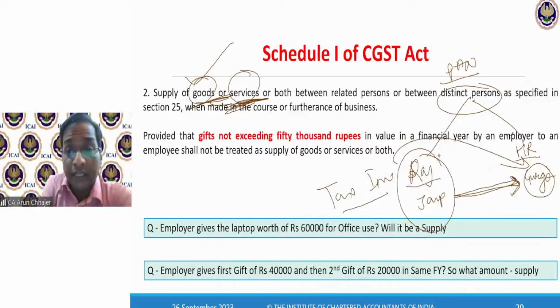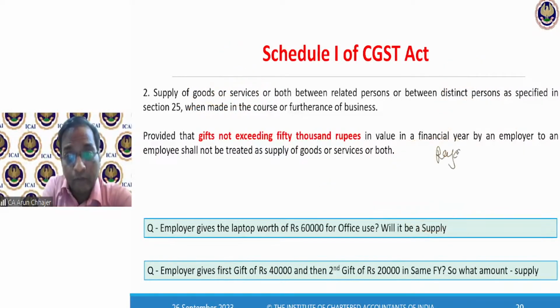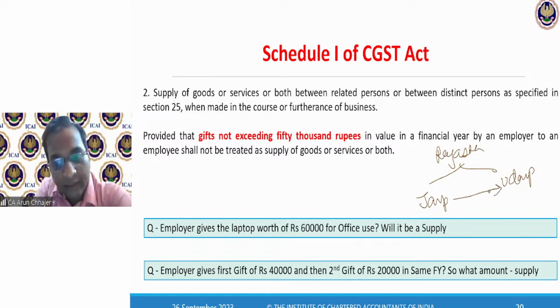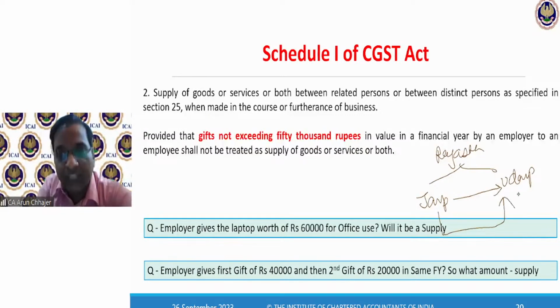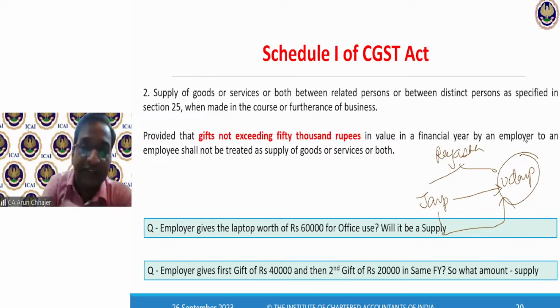Another example, suppose in Rajasthan they have two GST numbers, one for Jaipur and one for, let's say, Udaipur. If they transfer the stock from Jaipur to Udaipur, it is taxable. The GST invoice will be raised by Jaipur on Udaipur, and Udaipur will take the input tax credit.